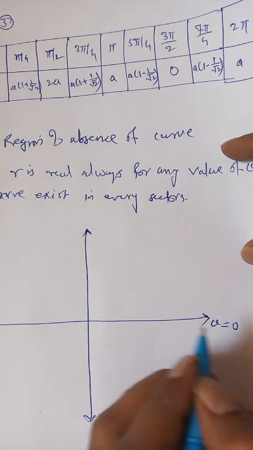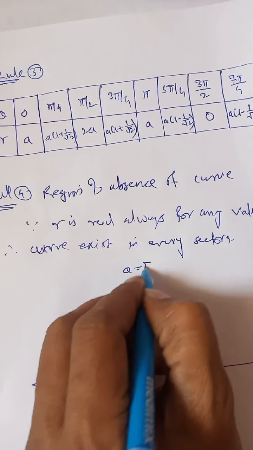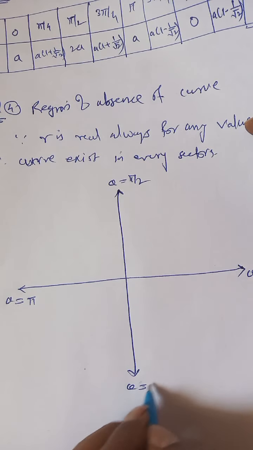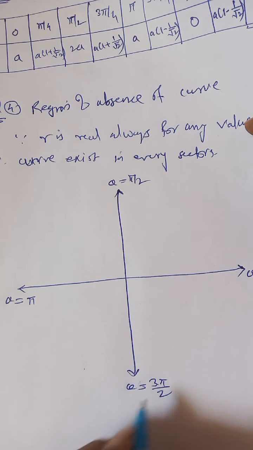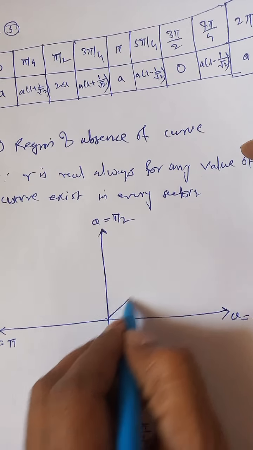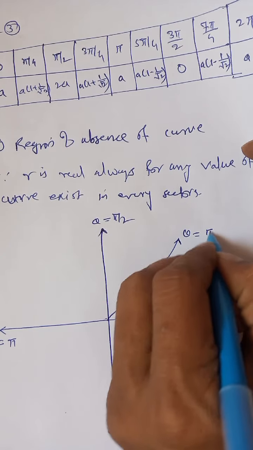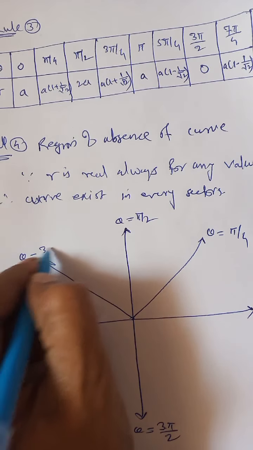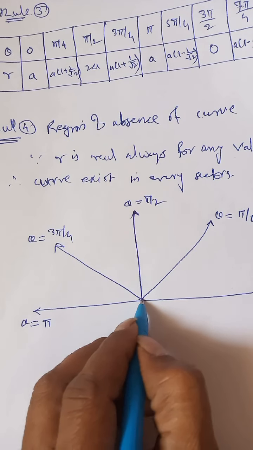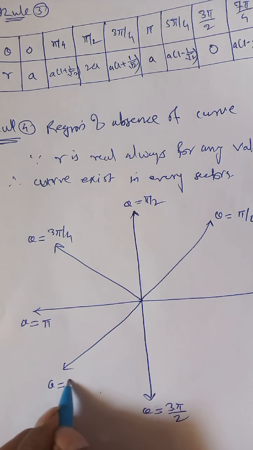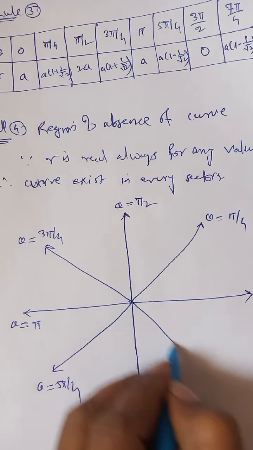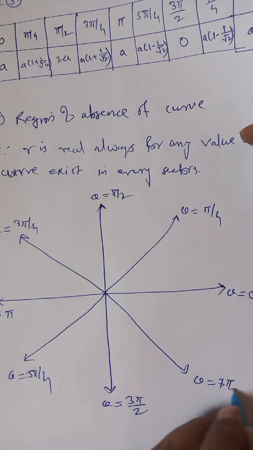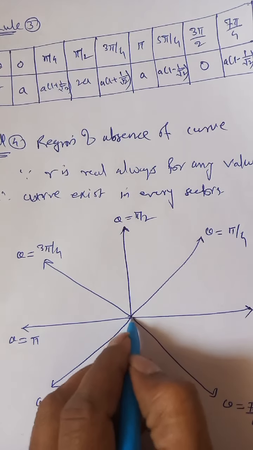So theta 0, theta pi by 2, theta equals to pi, theta equals to 3 pi by 2. So we have selected again middle values, so we'll draw those lines. Theta equals to 3 pi by 4, theta equals to 5 pi by 4, theta equals to 7 pi by 4. So this is pole.